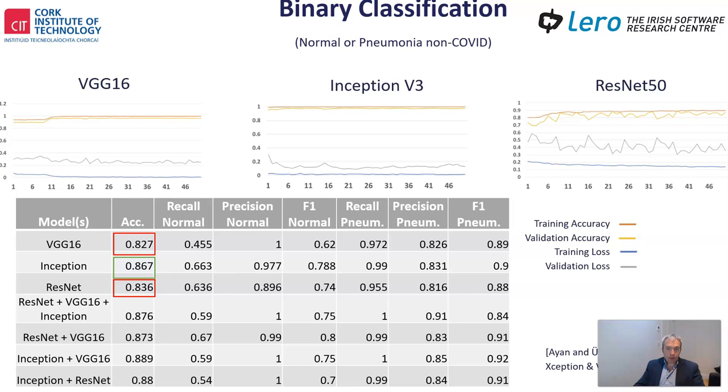Inception had the highest accuracy, just over 87%, for the single model, and the highest F1 score for pneumonia detection of the single models. With regard to the ensemble models, the highest accuracy is a combination of VGG16 and Inception, with approximately 88.9%, followed by the ensemble combining Inception and ResNet at 88%. The results for the ensemble for binary classification are not surprising, given that Inception was the best performing single model.